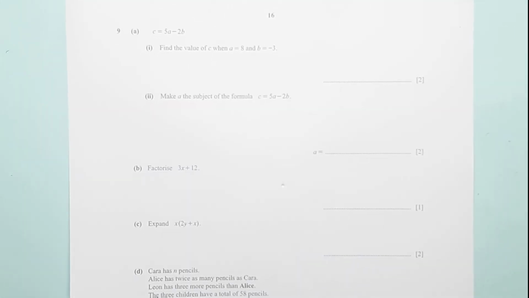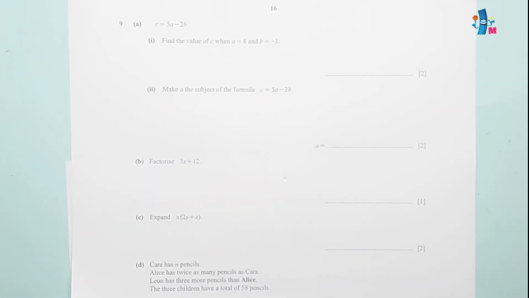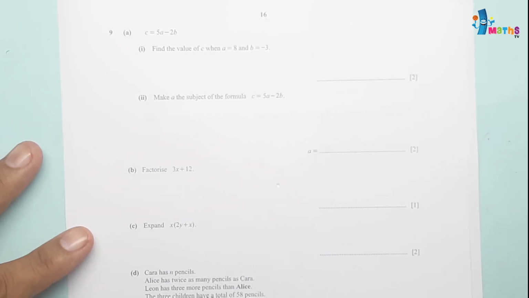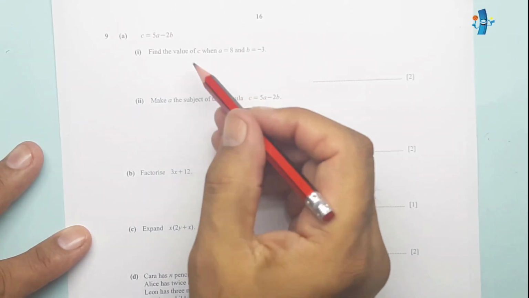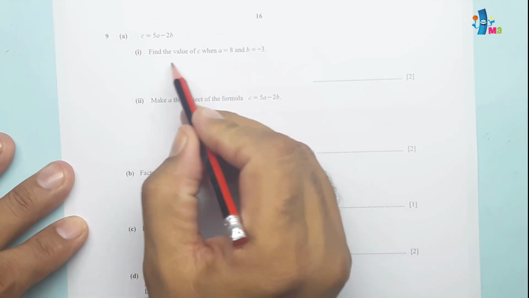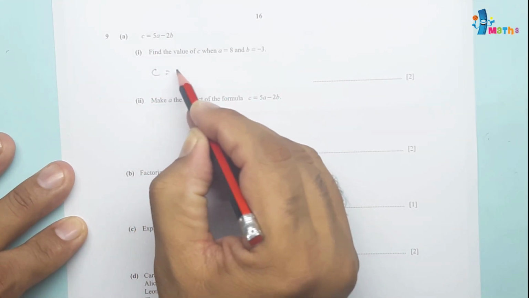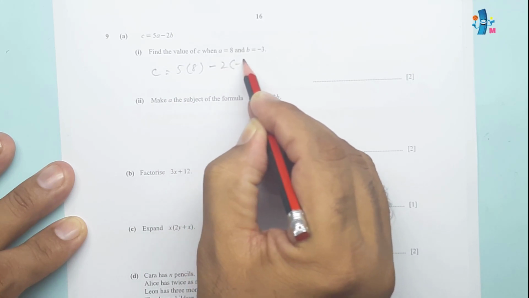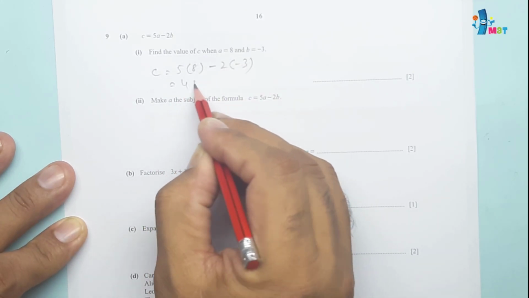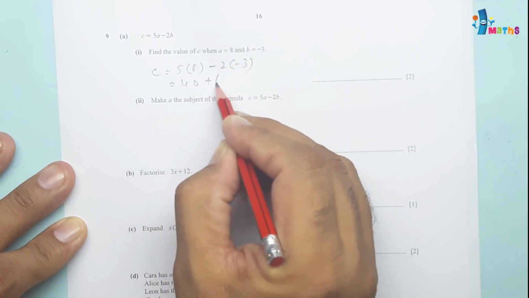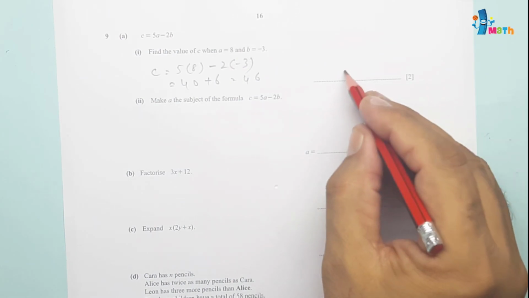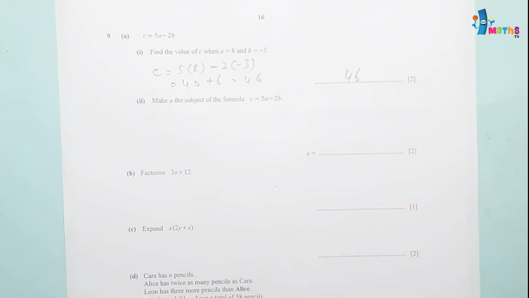Then next question is 9a part. C is equal to 5a minus 2b. Find the value of C. We will be replacing in this one a with 8 and b with -3. This will be 40 and this will be plus 6. This will be equal to 46, and we can write the answer at the proper place over here, which is 46.